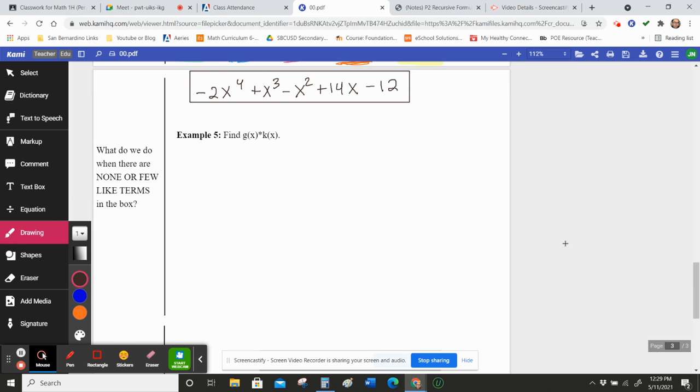All right, so for g of x, we're going to have 8x minus 3x to the power of 4 plus 10x squared.